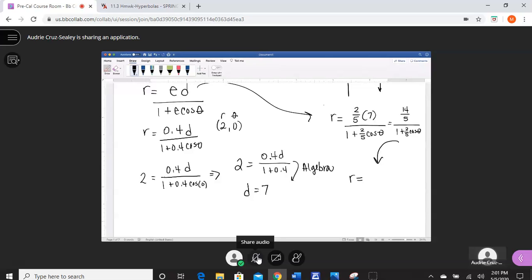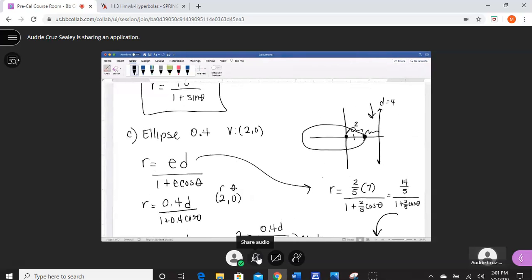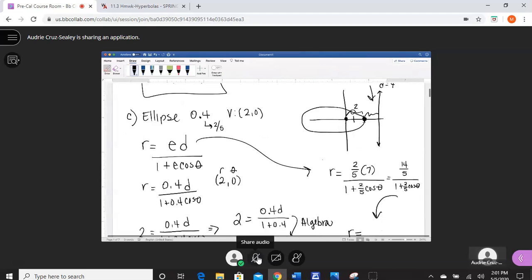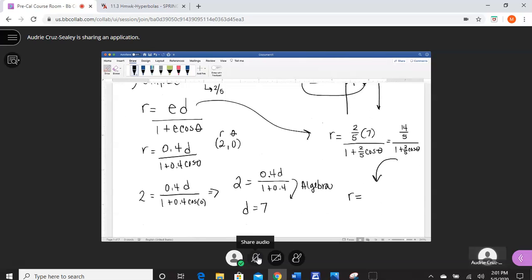So now that we know that, we didn't know what D was. We knew what the eccentricity was because they told us. If you change this into a fraction, you get 2/5. So I put 2/5 in for E, and they give you a point. Tip: 80% of the time when they give you a point, it's because you have to plug it in, right? So they gave us 2/5 as E. They didn't tell us what D was. We can't assume that D is equal to 2. So I had to come over here and substitute 2 and 0 in to solve for D. And that's how I got that D was 7.